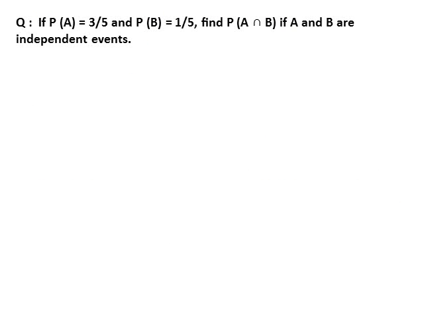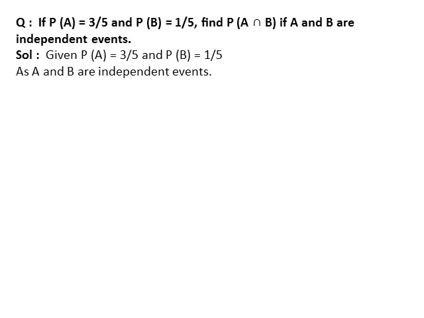Let's discuss some examples. First is, if probability of event A equals 3 by 5 and probability of event B equals 1 by 5, find probability of A intersection B if A and B are independent events. As A and B are independent events, this implies probability of A intersection B equals probability of A multiplied by probability of B. Substitute the values. It equals 3 by 5 multiplied by 1 by 5 equals 3 by 25.